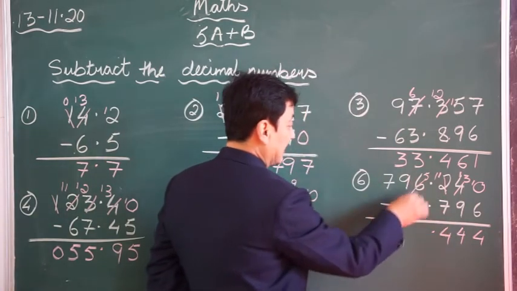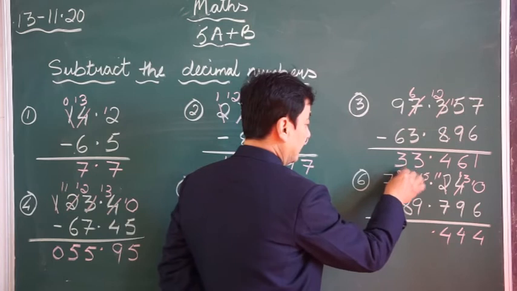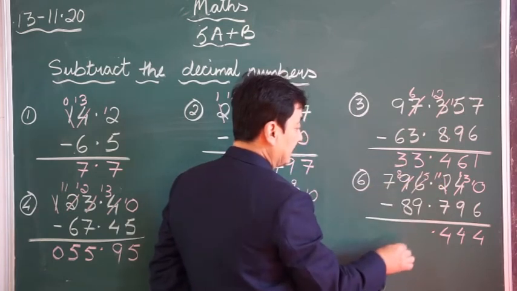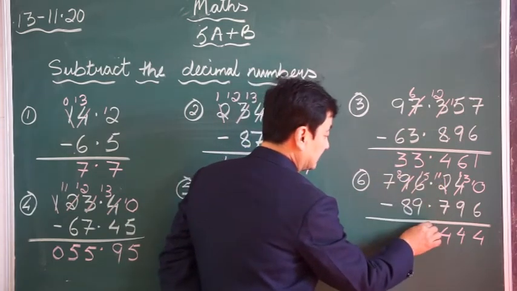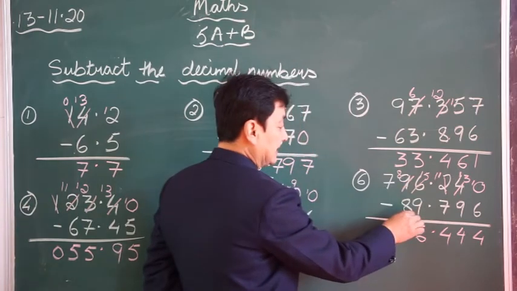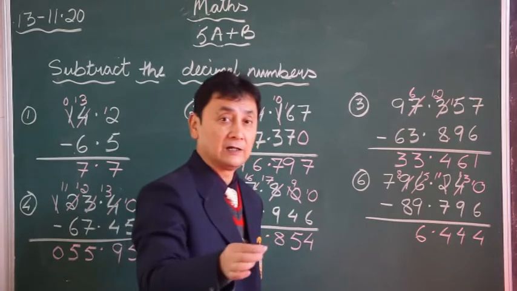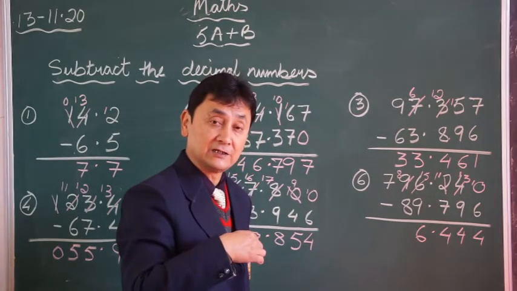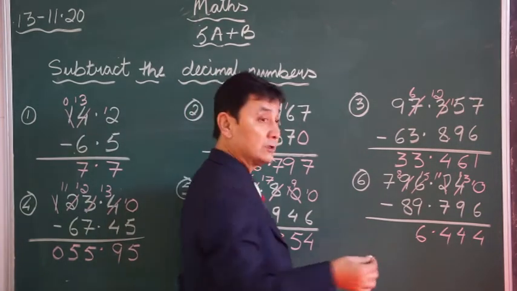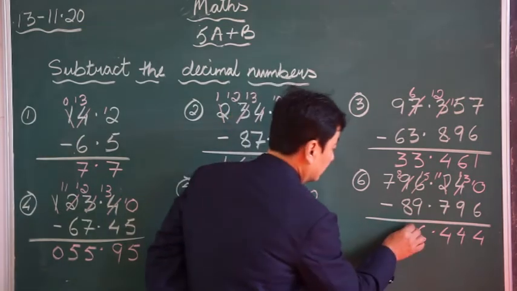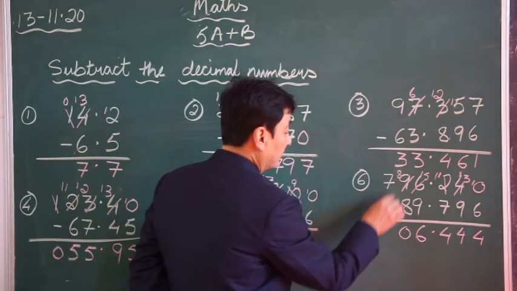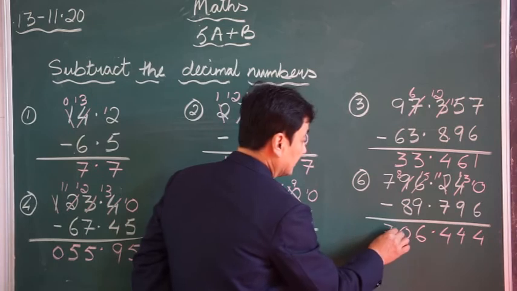0.5 minus 9, borrow. 15 minus 9, 6. 8 minus 8, should we borrow? They are equal numbers. You've got 8 and I am 8. Can you give me? Yes, you can. And how much will remain with you? 0. So we didn't borrow from 7, so bring down this 7.